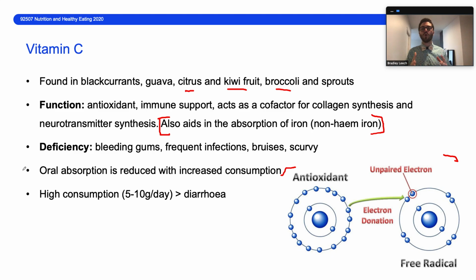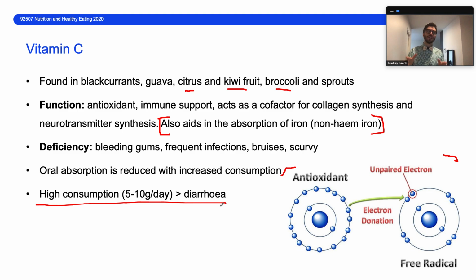Now, oral absorption is reduced with an increased consumption. So as I discussed in the first few slides, I gave the example of high consumption of vitamin C. We're looking probably more so at that 10-gram mark in one dose, which can actually result in diarrhea.